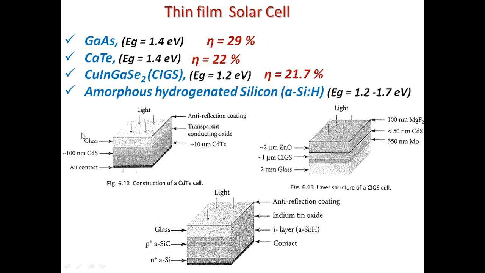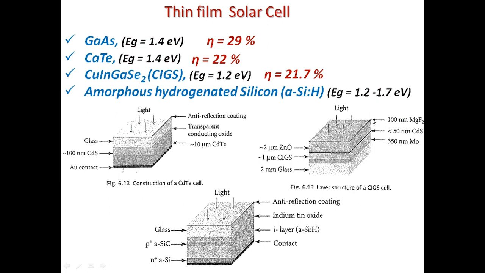Then at the top there is a glass which gives stability for my structure, and over that glass we put some anti-reflection coating, so there is no reflection that takes place. So the light passes through it, and you see that this is the basic construction of your CdTe or also gallium arsenide solar cell.